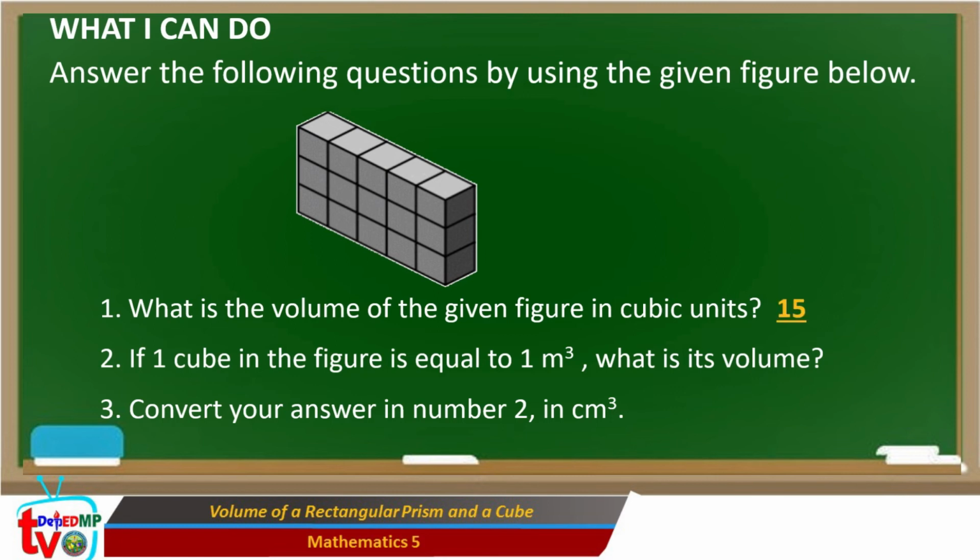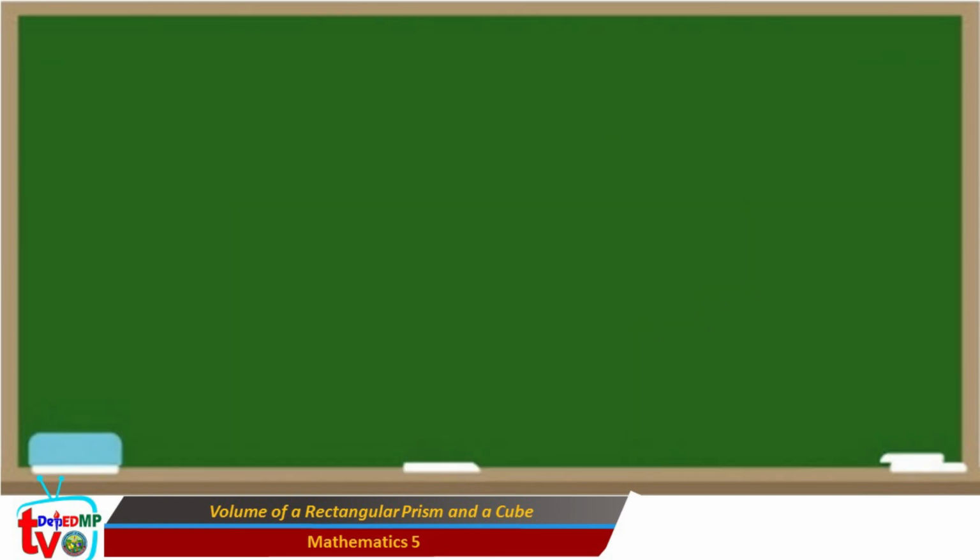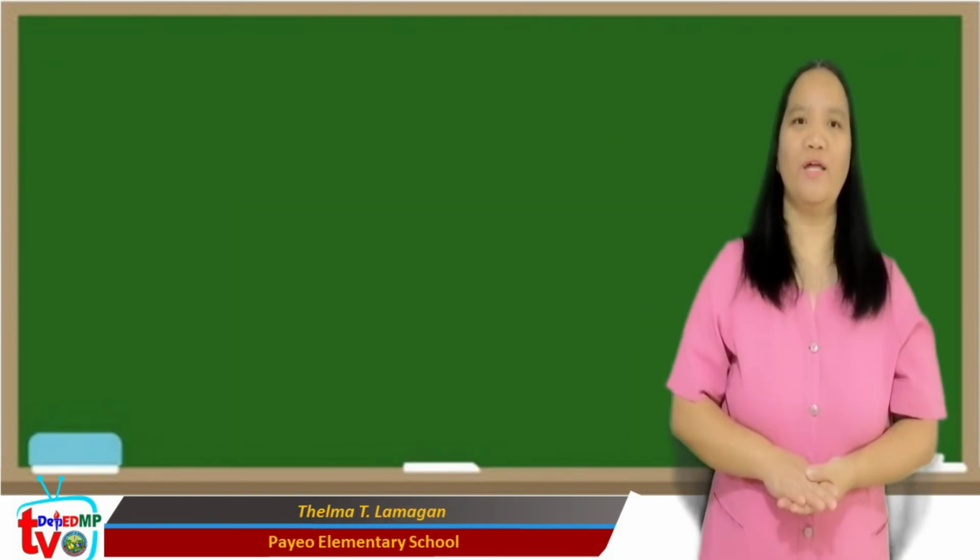Number 1, 15. Number 2, 15 cubic meters. Number 3, 15 million cubic centimeters. Wow! You're almost finished answering the module. For those with mistakes, go back and review your solutions and answers.